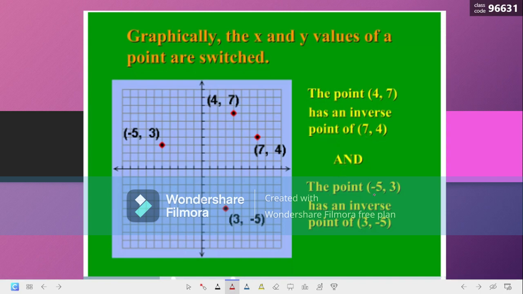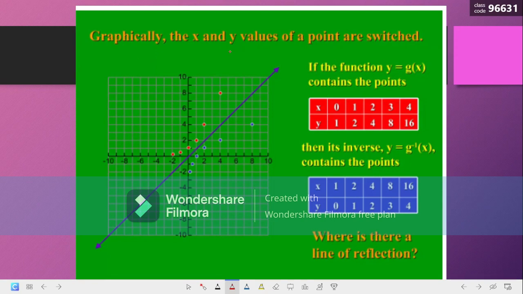The ordered pair (-5, 3) has an inverse point of (3, -5). So graphically, the x and y values of a point are switched. If the function y = g(x) contains the points, with x values 0, 1, 2, 3, 4 and our y, or our range, 1, 2, 4, 8, 16.